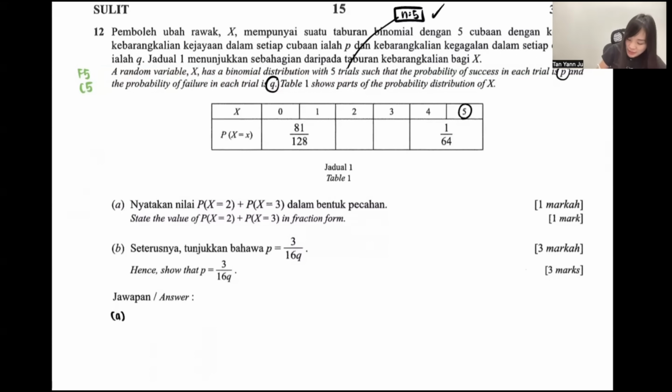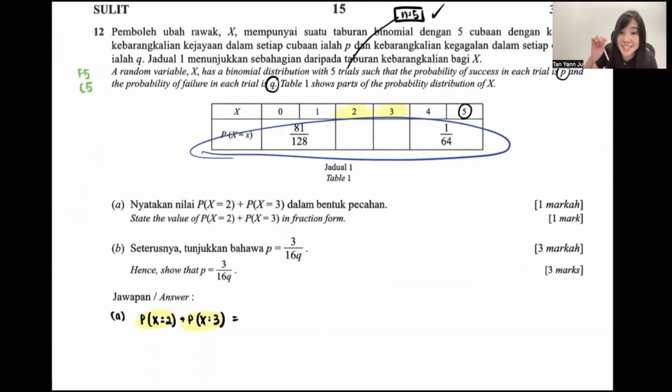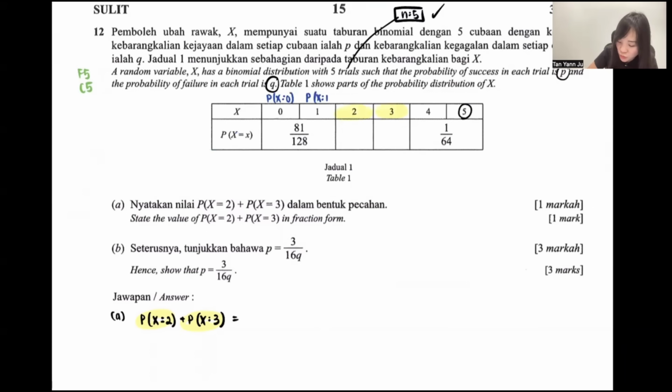So A, they say, state the value for probability X equals to 2 plus probability X equals to 3 in a fraction form. Guys, very, very easy one. Because probability X equals to 2 and X equals to 3, isn't it exactly these two? Okay, maybe you guys don't know what this table represents. Okay, I show you. This row is all the X. This row is the probability X equals to those figures. So this one is probability X equals 0. This is probability X equals to 1. This probability X equals to 2. This probability X equals to 3. This probability X equals to 4. This probability X equals to 5. Each and every one will be like that, okay?